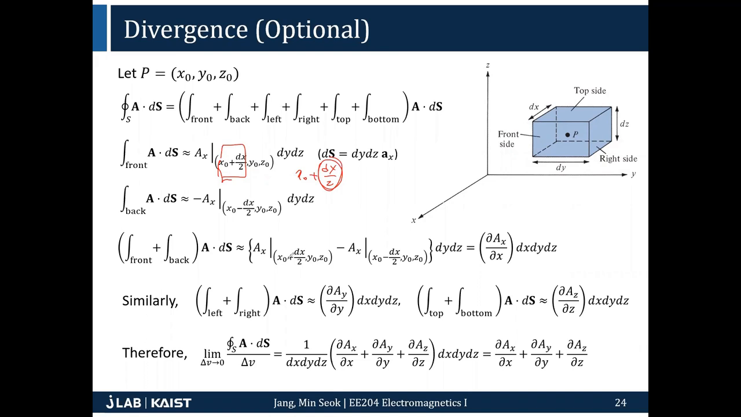Everyone gets this point? Because the vector A has to be evaluated at the center of the front surface, right? Not the center of the volume. So the center of the volume has X0, Y0, Z0 coordinates. And then the center of the front surface is, of course, dx divided by 2 in front of the center of the volume, right? So you have this dx divided by 2.